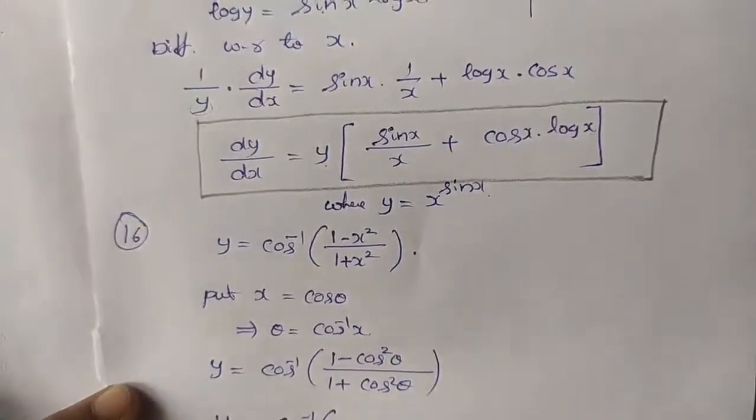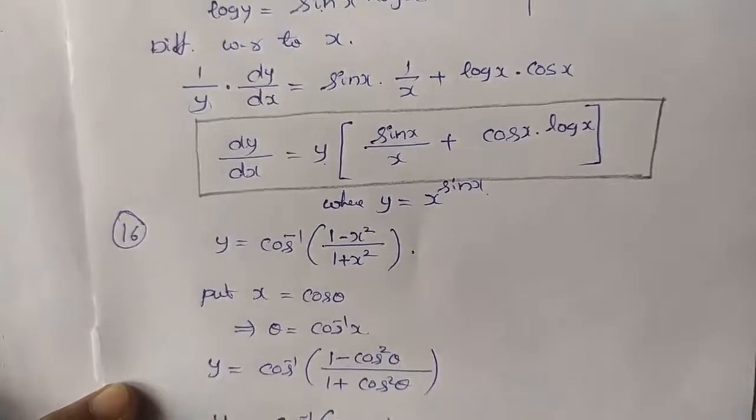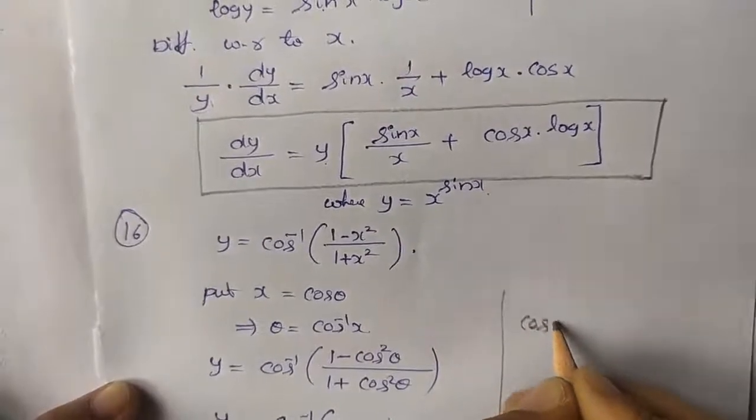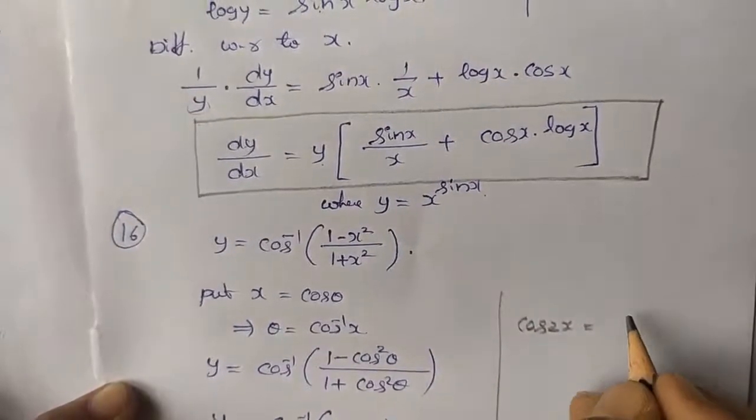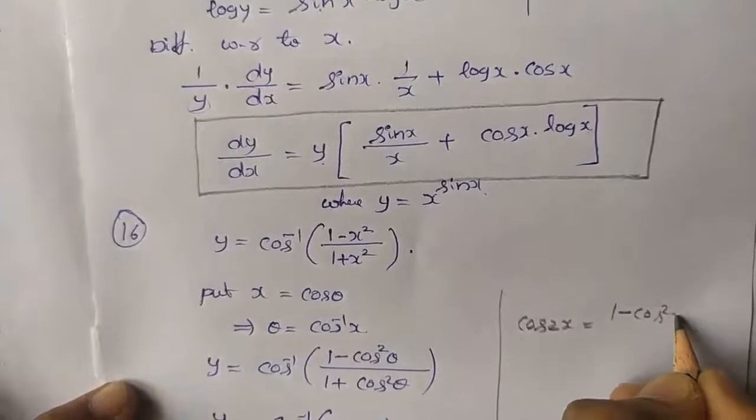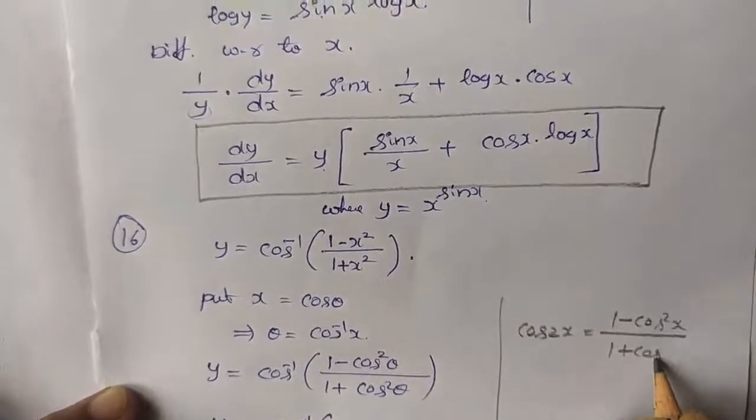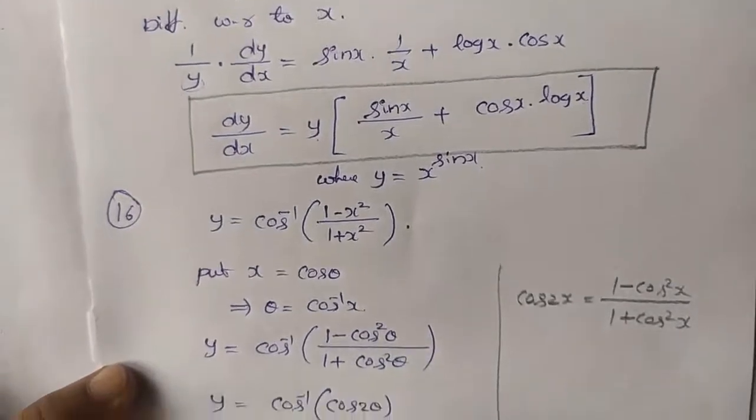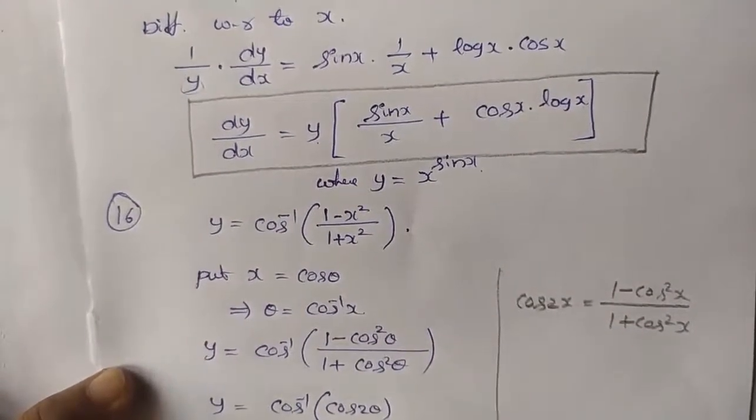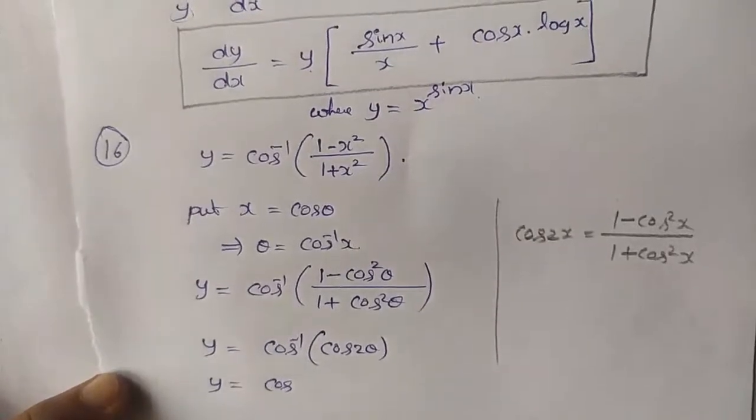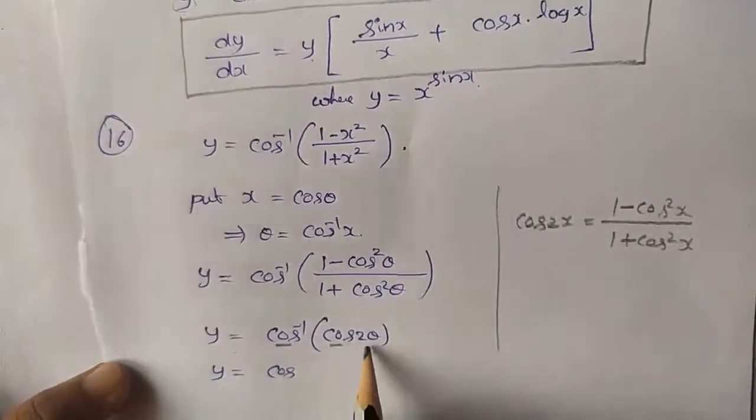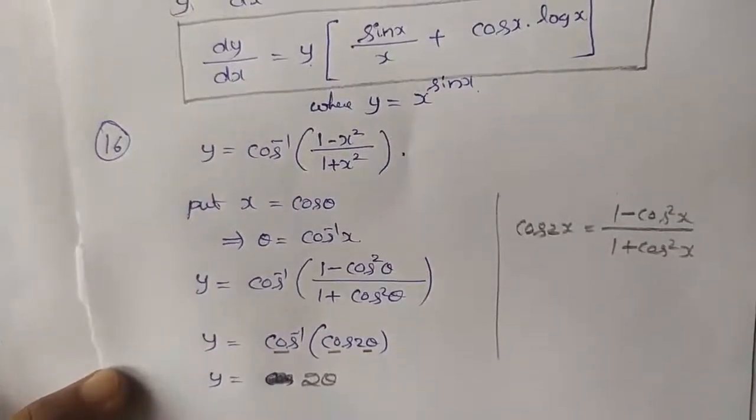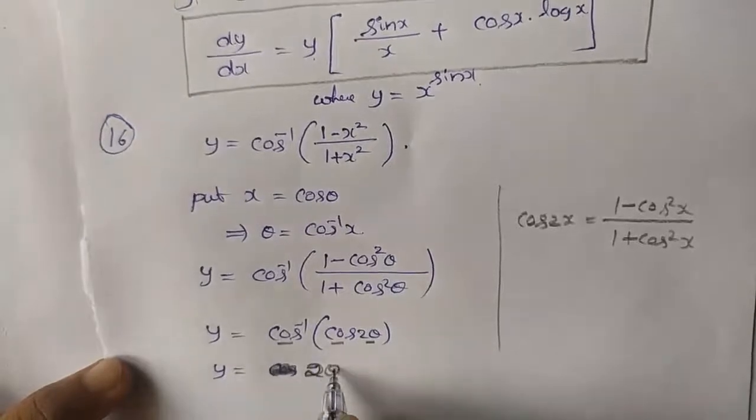The formula is what? Cos 2 theta. This formula we have in trigonometry: cos 2x equals 1 minus cos square x by 1 plus cos square x. So y equals cos inverse of cos 2 theta. Cos inverse of cos 2 theta is 2 theta.